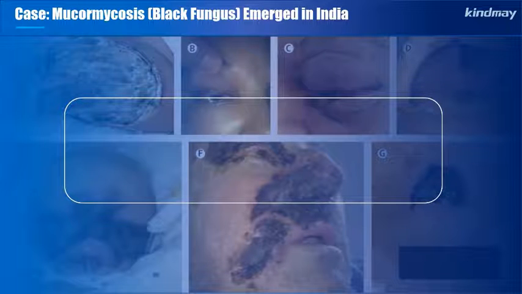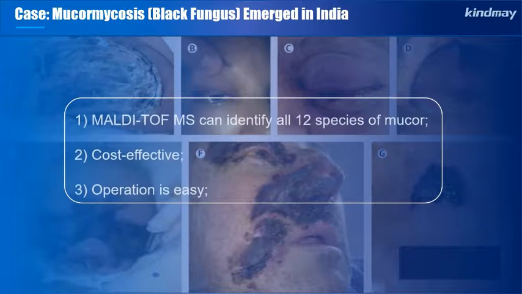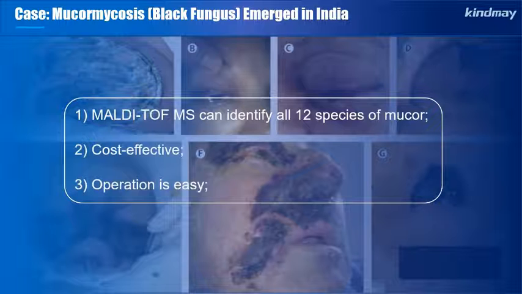For mucormycosis, there are 12 species of fungi related to mucor. For these different fungi, the clinical medicine is different, so it is essential to identify the different species of mucor. There are two main identification methods for mucormycosis: the PCR test and the MALDITOF test. But compared with the PCR method, MALDITOF has some advantages.